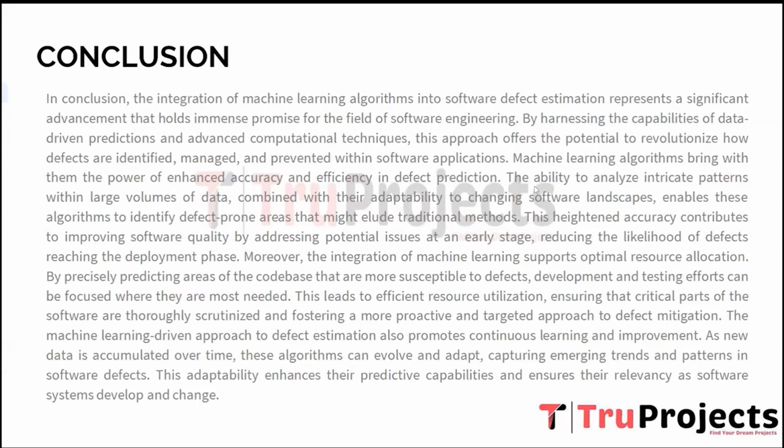This leads to efficient resource utilization, ensuring that critical parts of the software are thoroughly scrutinized and fostering a more proactive and targeted approach to defect mitigation. The machine learning driven approach to defect estimation also promotes continuous learning and improvement. As new data is accumulated over time, these algorithms can evolve and adapt, capturing emerging trends and patterns in software defects. This adaptability enhances their predictive capabilities and ensures their relevancy as software systems develop and change.